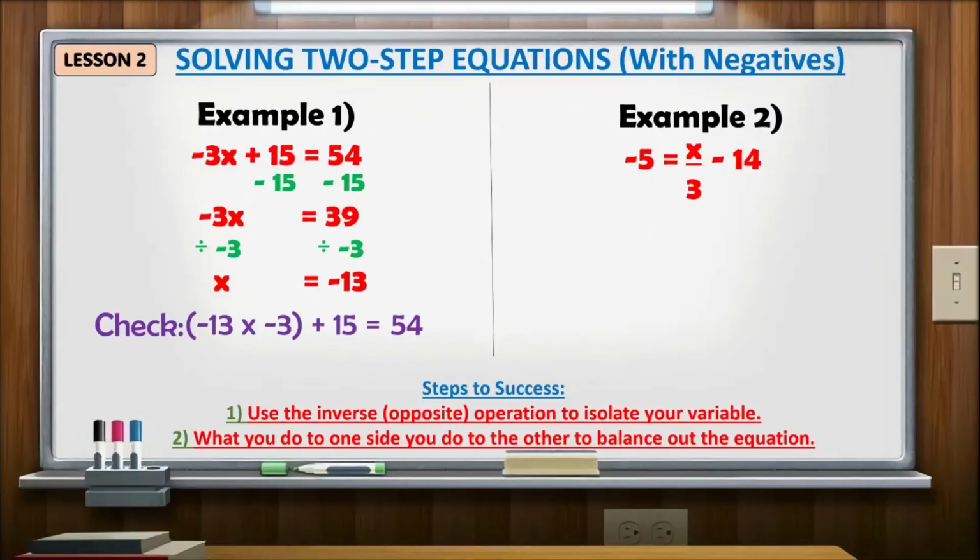Minus 13 multiplied by minus 3. So what we have here is two negatives being multiplied together. And we know from the rules of working with negatives, when we multiply two negatives, it gives us a positive answer. So effectively, what we are doing is 13 times 3, which is 39. And if I add 15 to it, it does in fact give me 54.